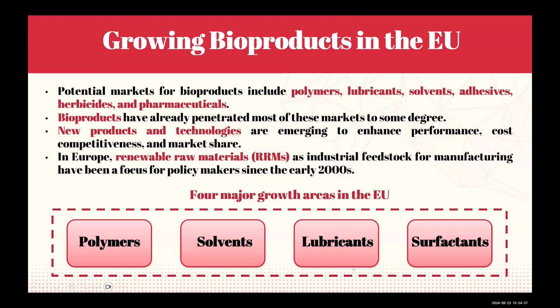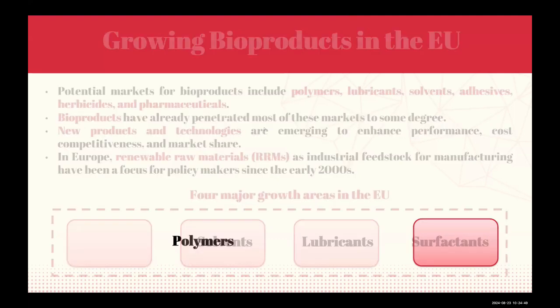So in the bottom of the slide, you see the four major growth areas. So these are polymers, solvents, lubricants, and surfactants. So we'll be talking more in detail about each of them in the next slide. So let's start with polymers.